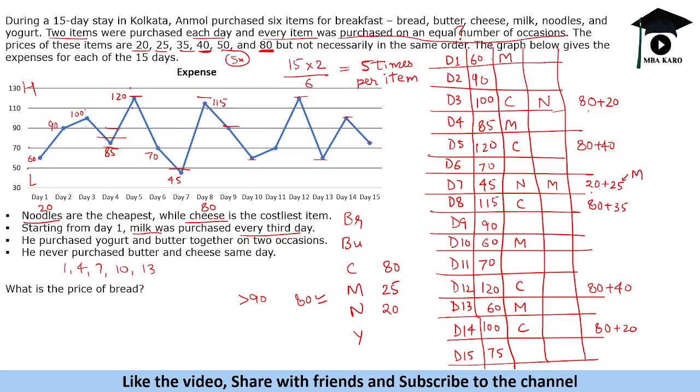Okay, so this is milk, milk, milk. Now we will find the remaining item. So 25 is milk, so the second item would be 35. 85 is milk, so this is 25 plus 60. Okay, this is 25 plus 20, 25 plus 35. Okay, and then we have 25 plus 35. Okay, so we'll have to find out which is which.